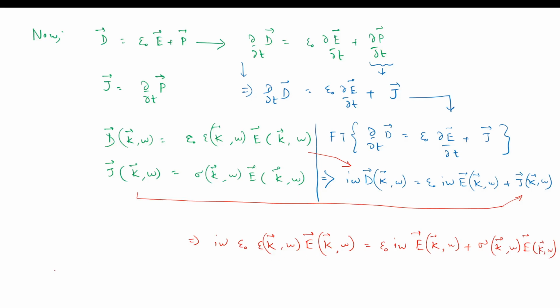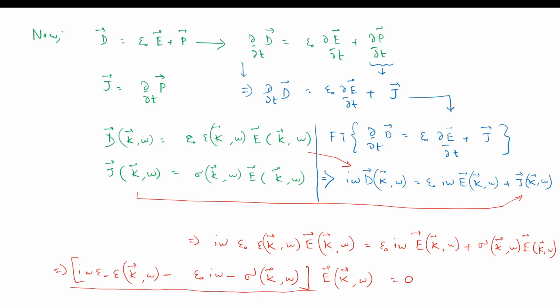Now what we have is i omega epsilon naught epsilon k, omega. Oh, I'm taking everything to the left hand side. Epsilon naught i omega epsilon minus sigma k, omega, E of k, omega is equal to 0. So this can be 0 only if this term is 0. So what is that term? If we say that this term vanishes, we are left with i omega epsilon naught epsilon k, omega minus epsilon naught i omega plus sigma k, omega is equal to 0.